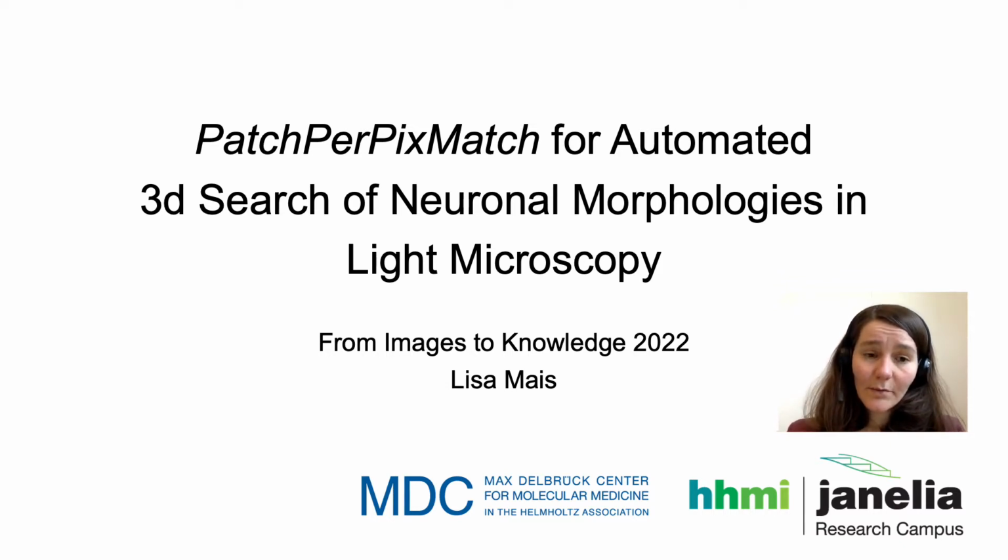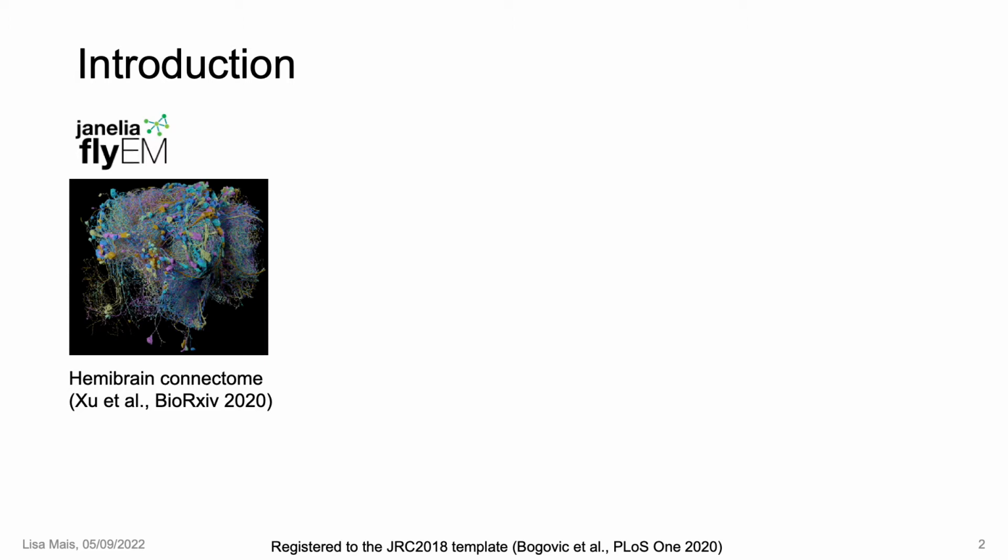Today I'm talking about PatchPerPixMatch, a method for automated 3D search of neuronal morphologies in light microscopy data. The work is based on two large projects done at Janelia, Howard Hughes Medical Institute, and aims at bringing them together. The first one is the FlyEM project, where they released the hemibrain connectome. Here they imaged one fruit fly brain with electron microscopy and traced all neurons and synapses in it.